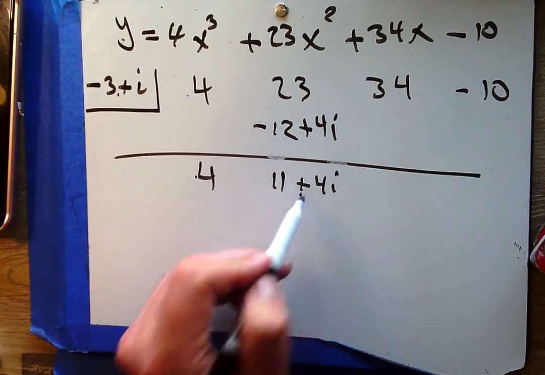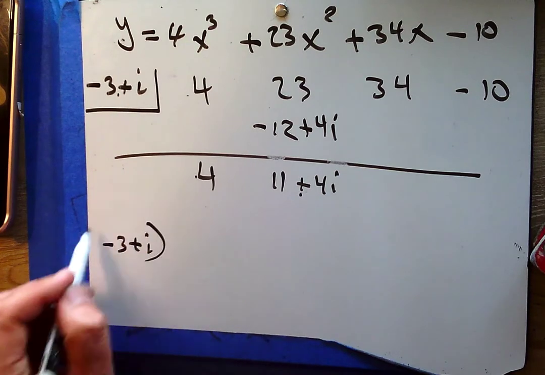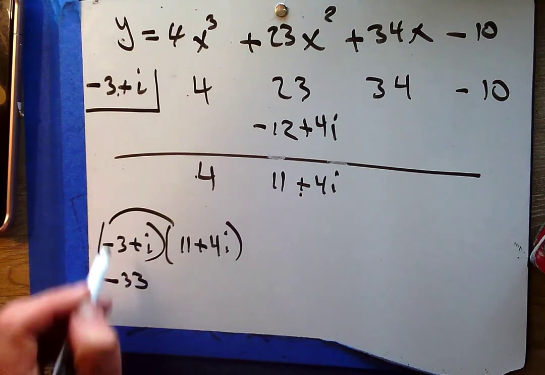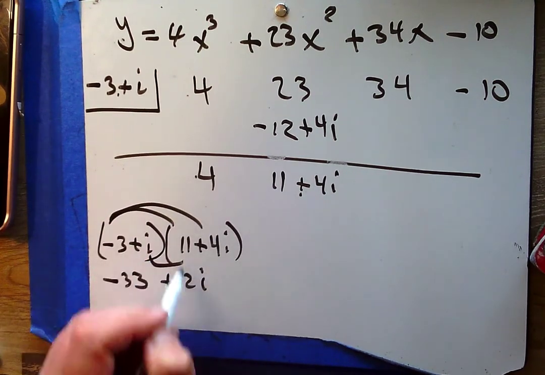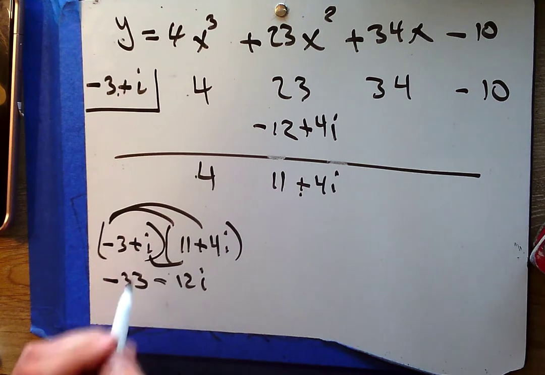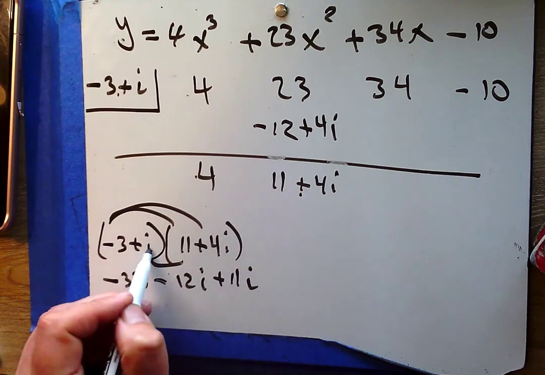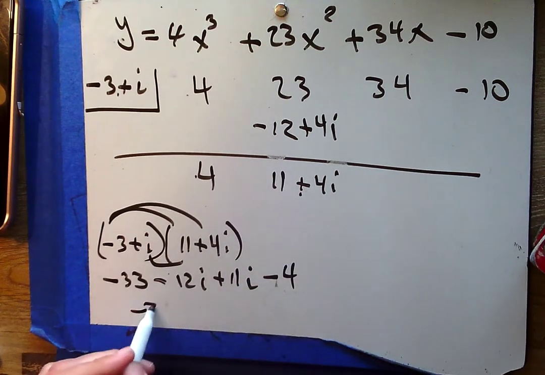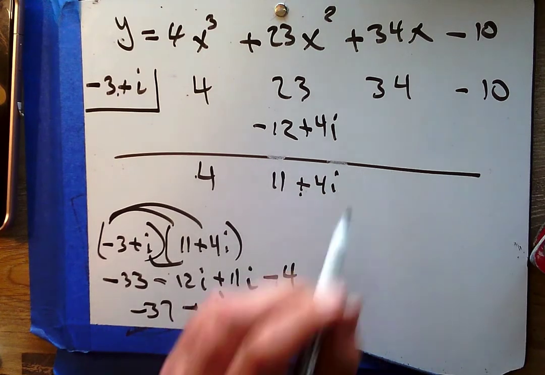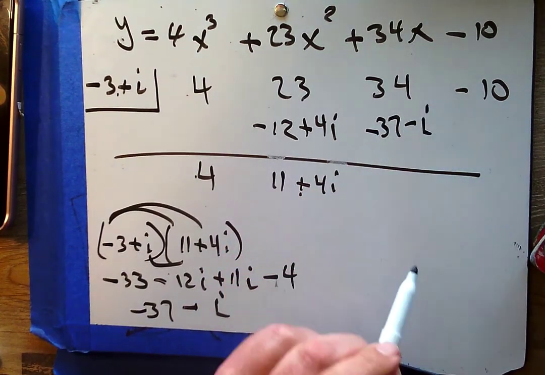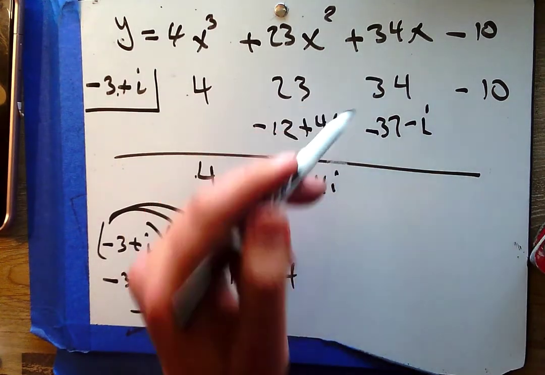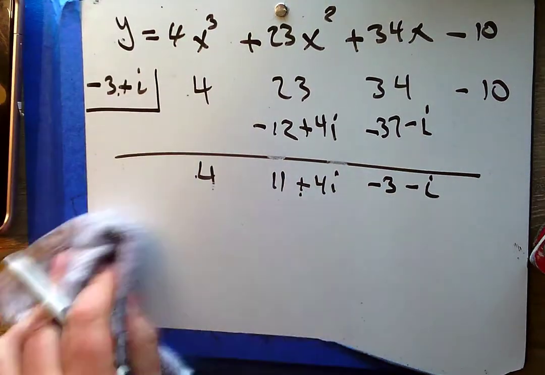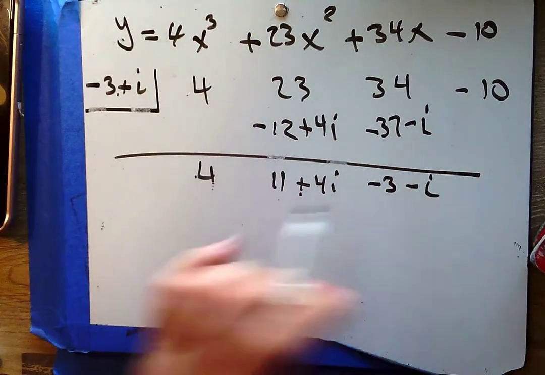Now I have to multiply this times this, which is going to involve some FOILing. Negative 33 plus 12i, no, minus 12i, plus 11i plus 4i squared, which is minus 4. So I'm going to have negative 37 minus i. Okay, and let's add these. Negative 37 plus 34 is negative 3 minus i. And now I'm going to multiply negative 3 plus i times negative 3 minus i.